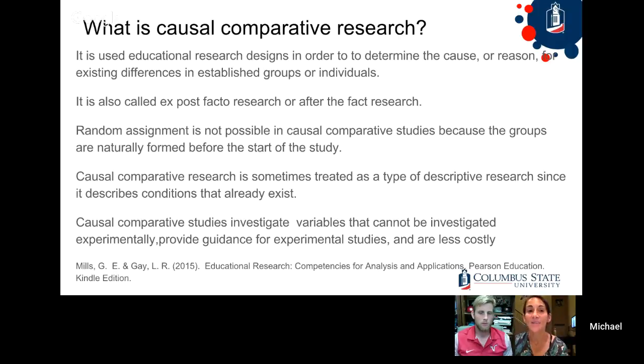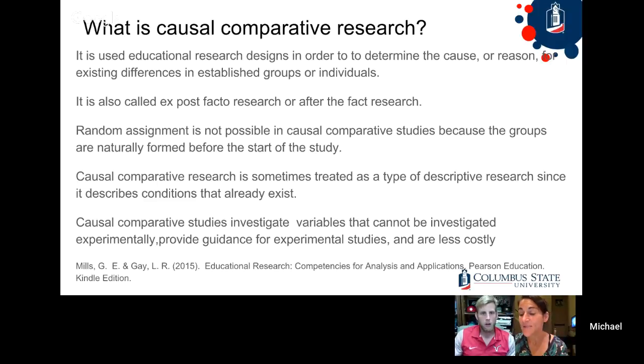On the first slide, we are going to describe what causal comparative research is. Causal comparative research is treated as a type of descriptive research because it describes conditions that already exist. It attempts to describe reasons or causes for an existing condition. It is also called ex post facto research. Ex post facto is a Latin phrase that means after the fact, or retrospect, because the researcher attempts to determine the cause for a pre-existing difference in a group of individuals.